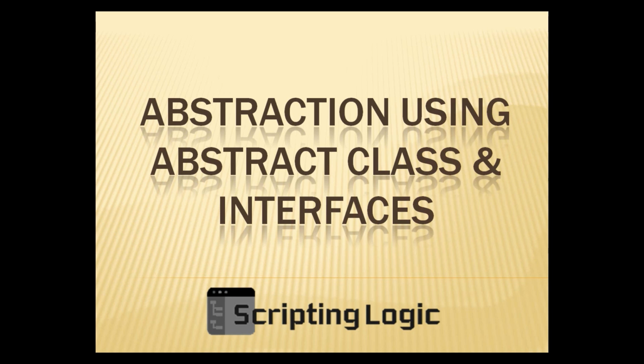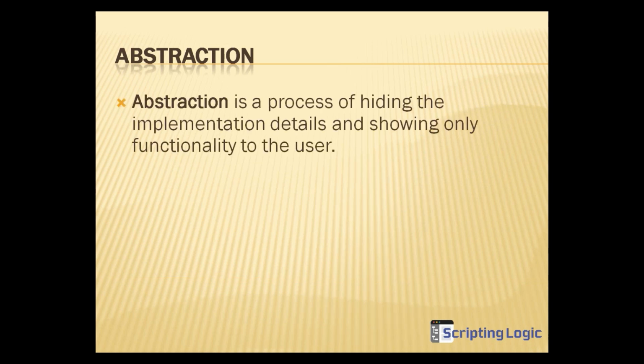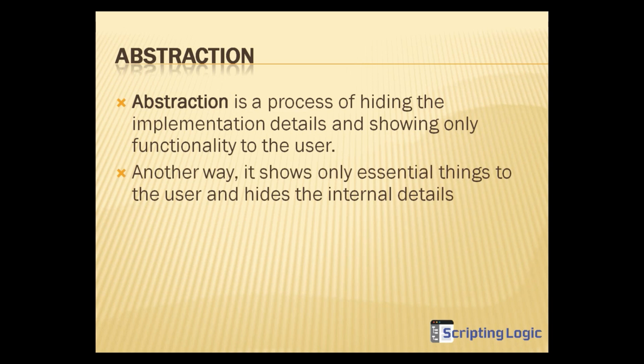So today we are going to discuss abstraction using abstract class and interfaces. So let us see what abstraction is. Basically, abstraction is a process of hiding the implementation details and showing only the functionality to the user. Another way, it shows only essential things to the user and hides the internal details.